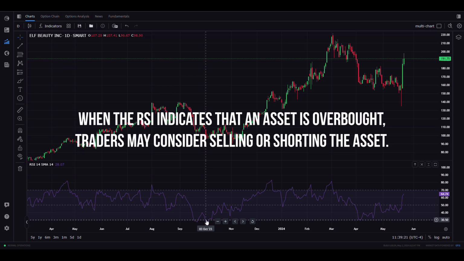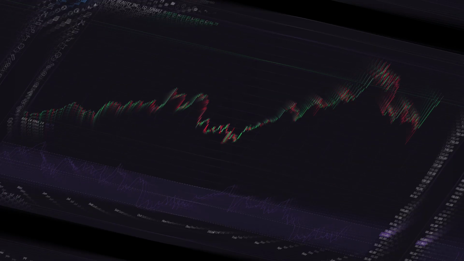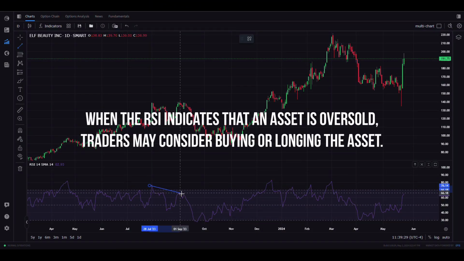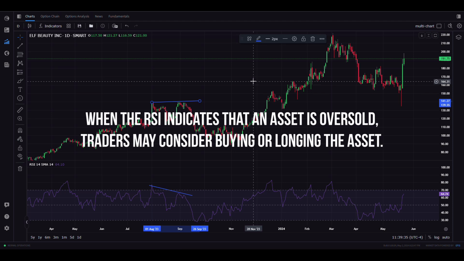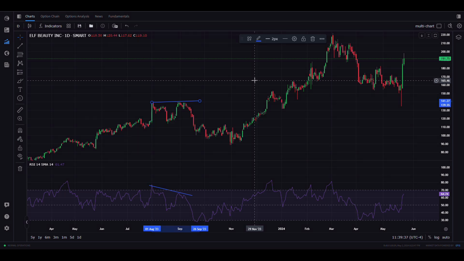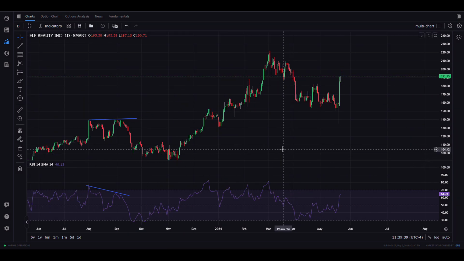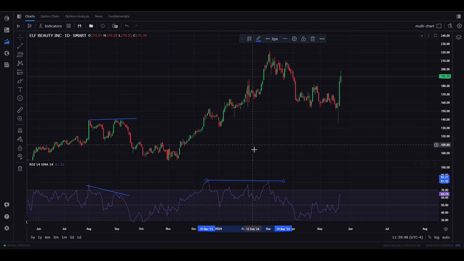For example, when the RSI indicates that an asset is overbought, traders may consider selling or shorting the asset. Conversely, when the RSI indicates that an asset is oversold, traders may consider buying or longing the asset. It's important to note that while the RSI can be a useful tool for identifying potential trends and reversals, it is not foolproof and should be used in conjunction with other technical and fundamental analysis tools to make informed trading decisions.